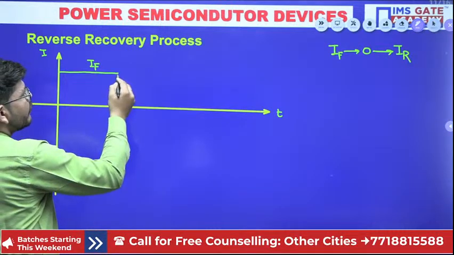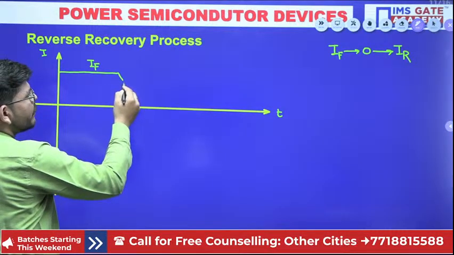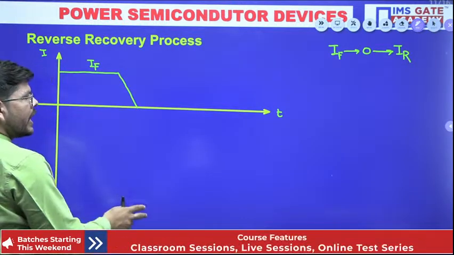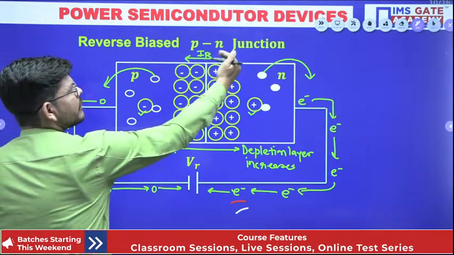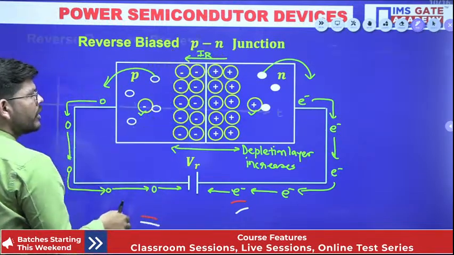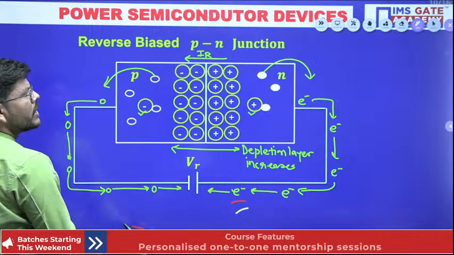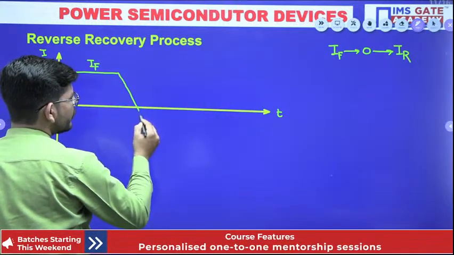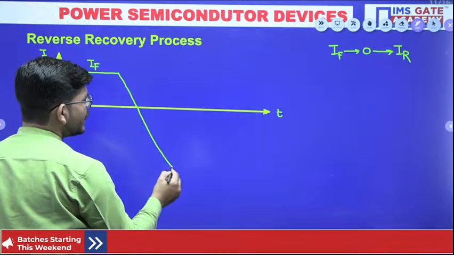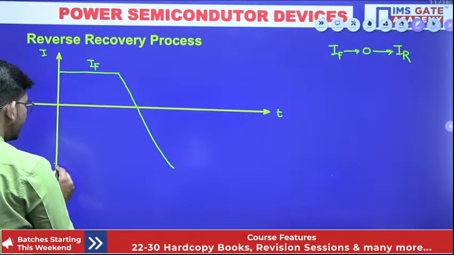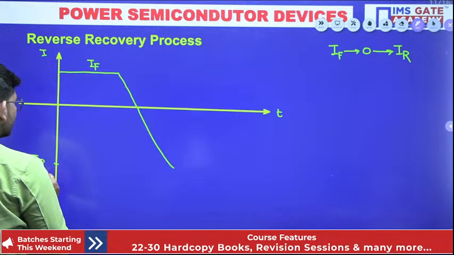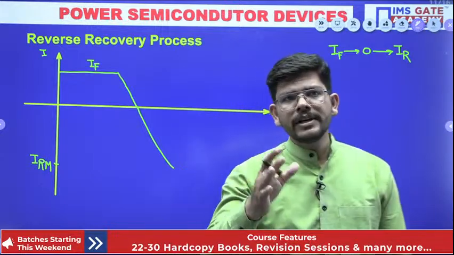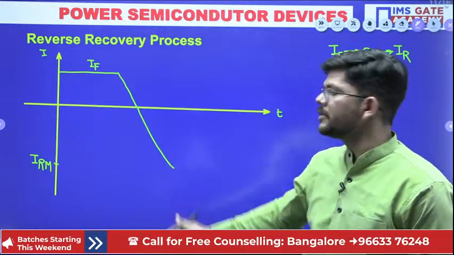So first we will apply the negative voltage. Immediately the current will reduce to 0. And then can you see here, there is a reverse current flowing as well. The reverse current is just opposite to that of the forward current. So the reverse current will be flowing and it will reach towards its peak, which is called the maximum reverse recovery current. So the current will reverse and it will reach its peak.